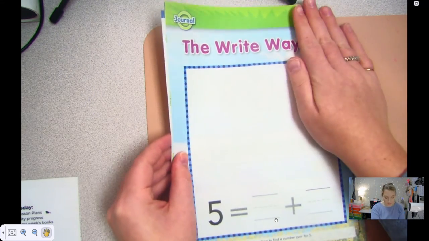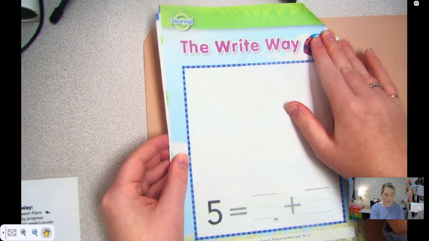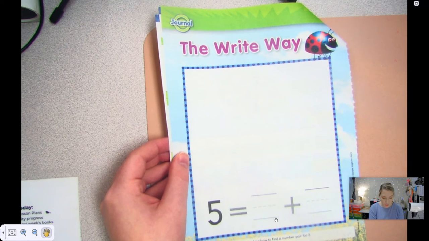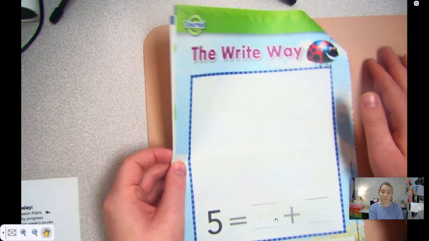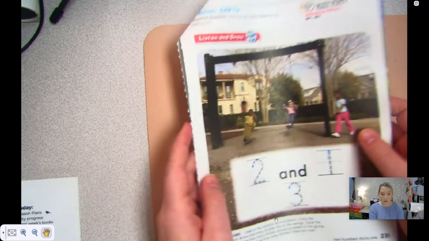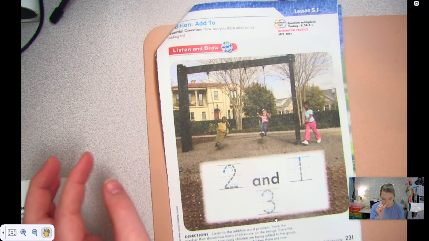And then this is something that you can try if you want to challenge yourself, okay? So this says draw and write to show how to find a number pair for 5. Be ready to tell about your drawing. So this is something that you could do with your parents at home as well. We're going to look at this page here.